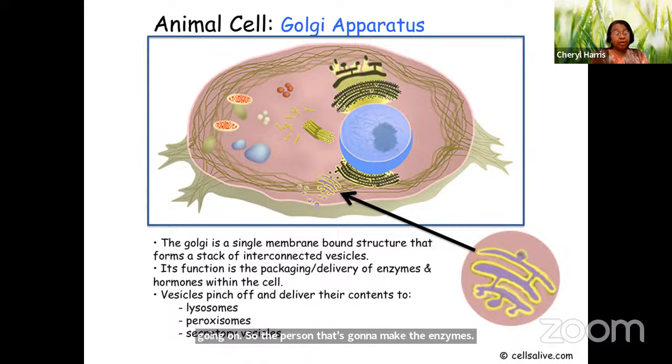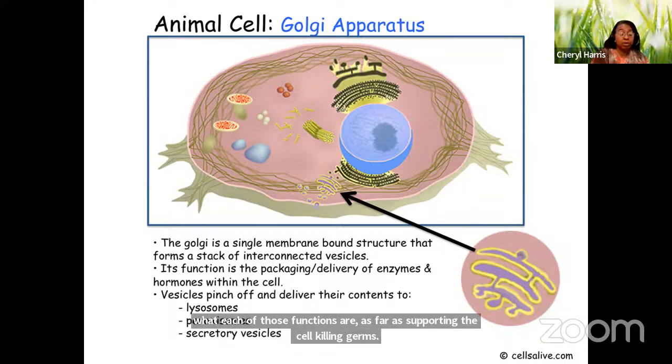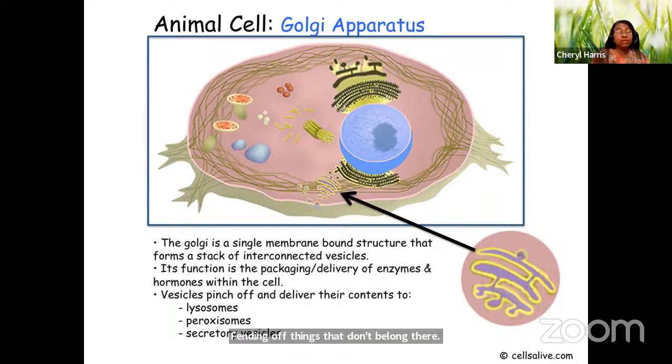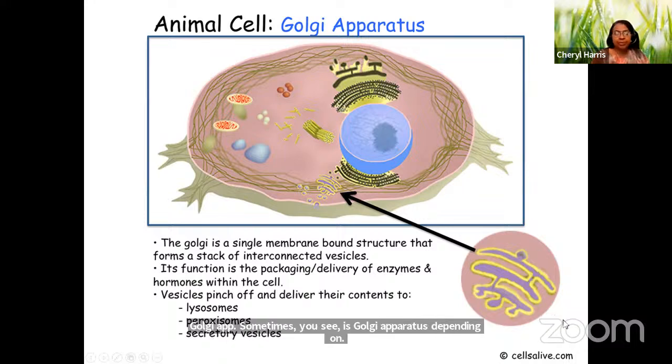They have specific jobs for making lysosomes. We're going to talk about what each of those functions are as far as supporting the cell, killing germs, fending off things that don't belong there, and secreting the kind of hormones it needs to carry out specific activities. So that's what's going on in the Golgi apparatus. Sometimes you see it's Golgi apparatus or Golgi body, depending on which book you're looking at, but they're the same.